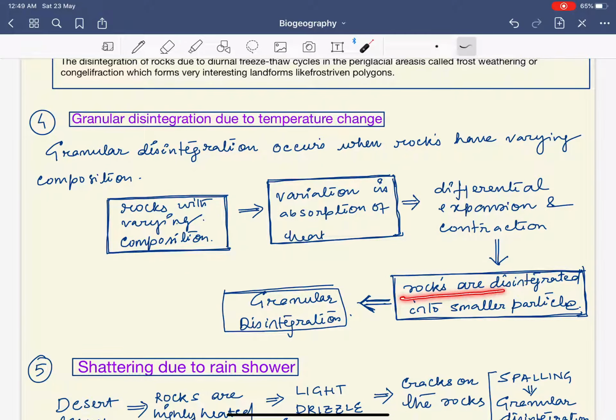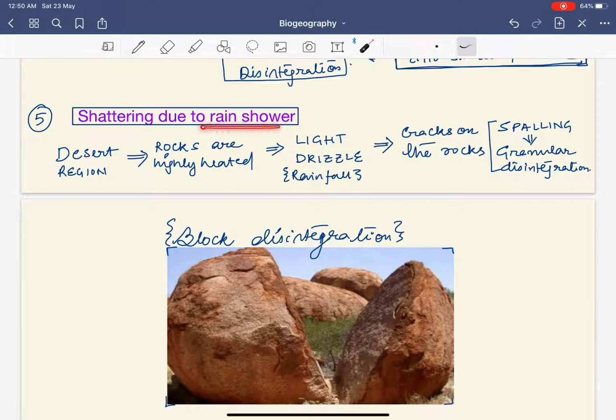Hence, it says that rocks are disintegrated into smaller particles, which leads to granular disintegration. Granular disintegration is nothing but when there is a disintegration, it leads to the development of your granules, and this occurs only when the rock has varying composition. Next, shattering due to rain shower. This is very easy. Understand this.